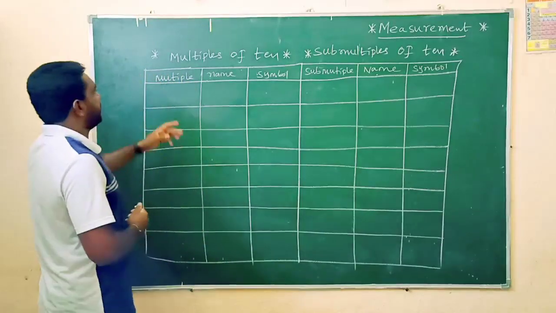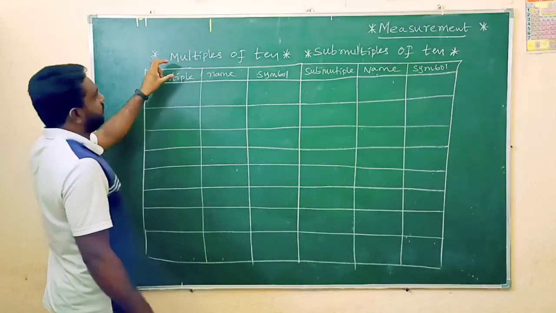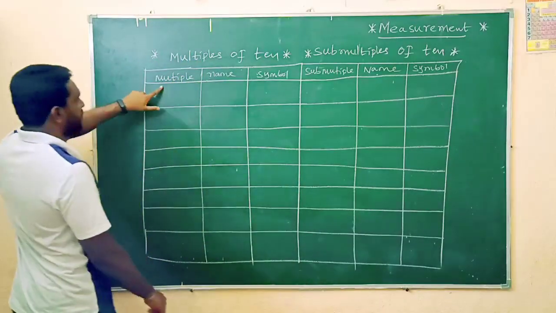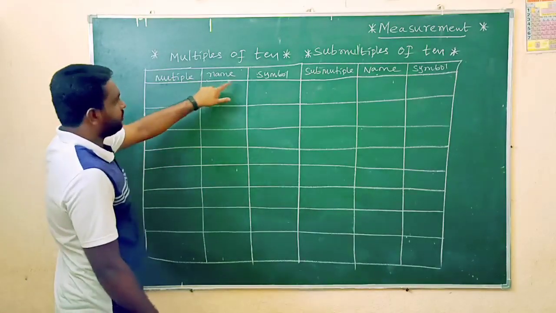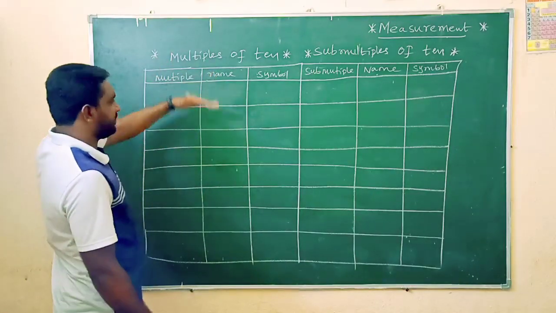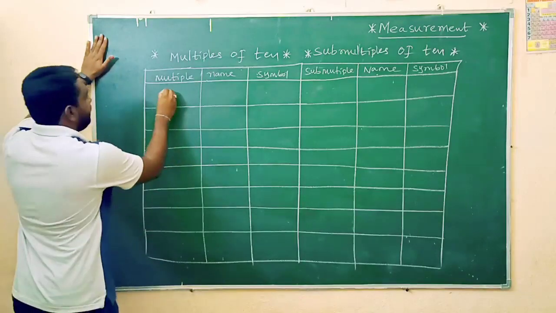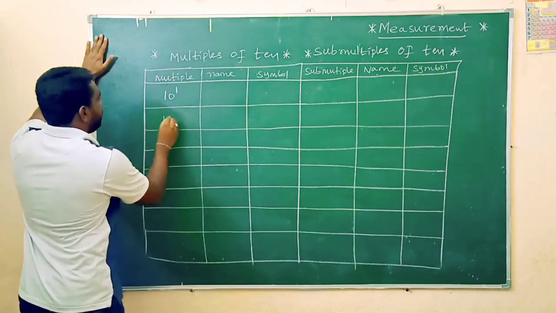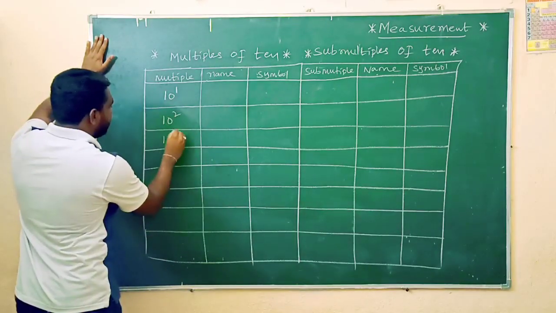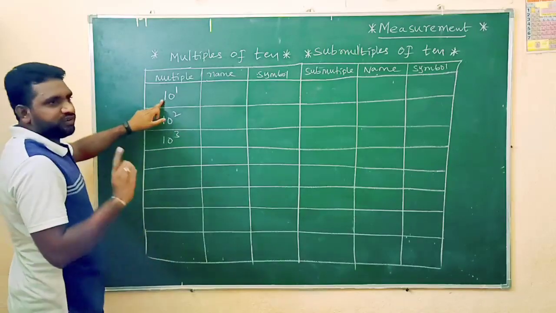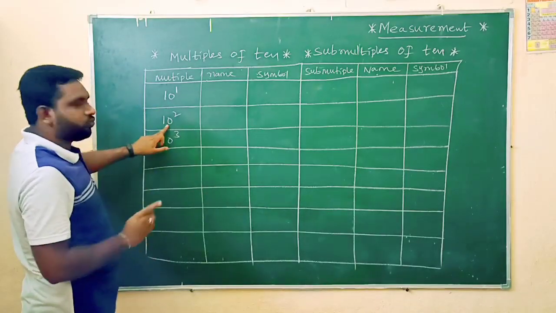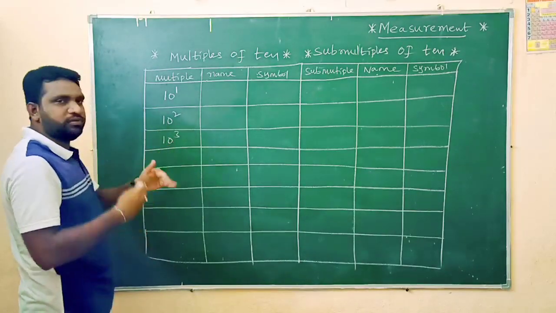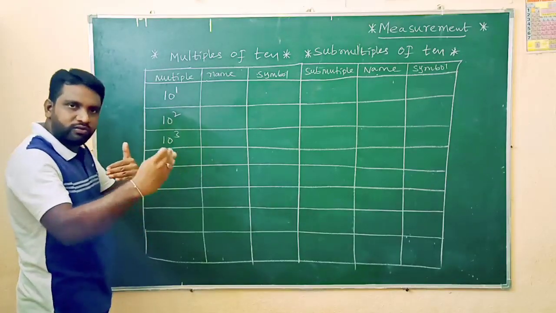Okay, so now let's move on to the multiples of 10. Here, multiple, its name and symbol. This is the sequence you have to follow here. First, I will write 10 to the power of 1, 10 to the power of 2, 10 to the power of 3. 10 to the power of 1 means 10 into 1, that's it. 10 to the power of 2 means 10 into 10. 10 to the power of 3 means 10 three times, 10 into 10 into 10, like that.